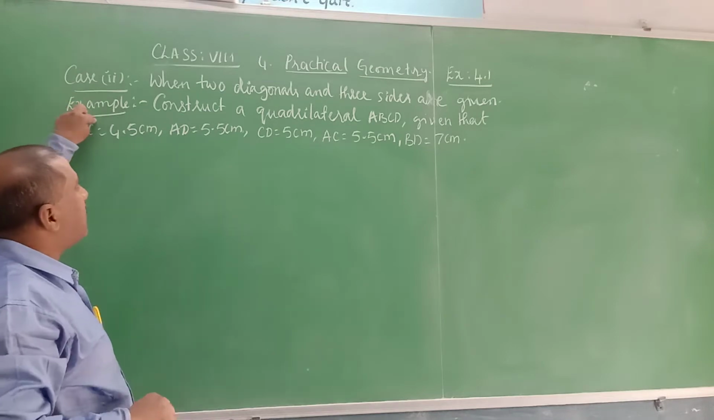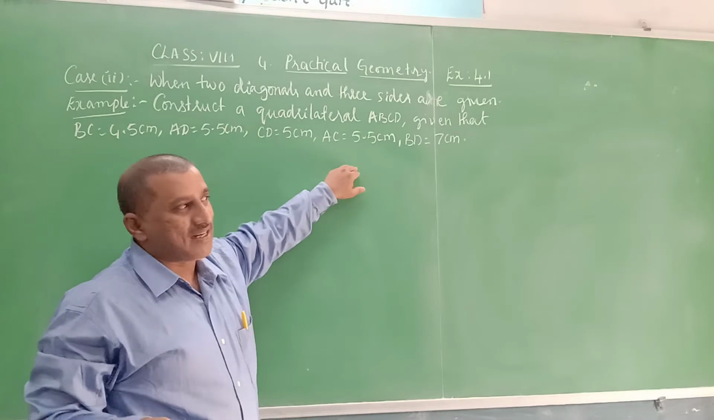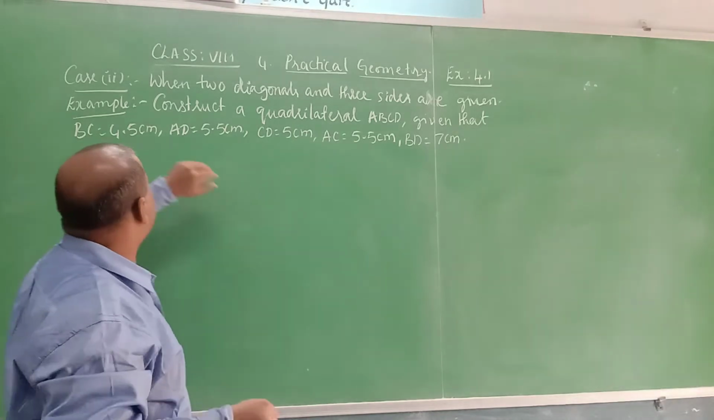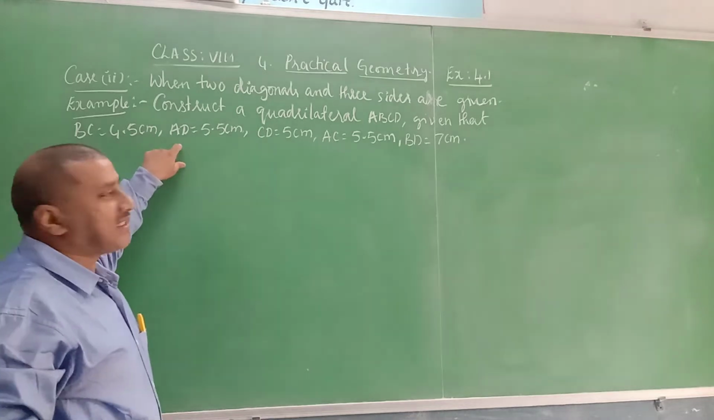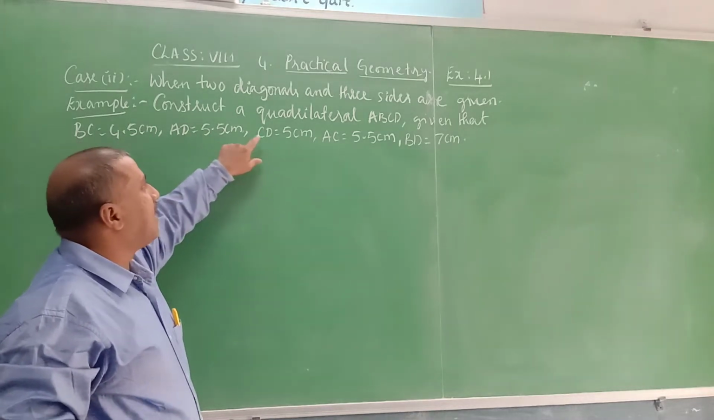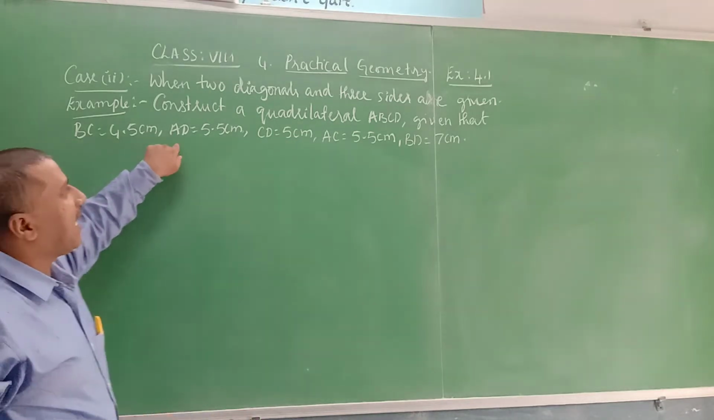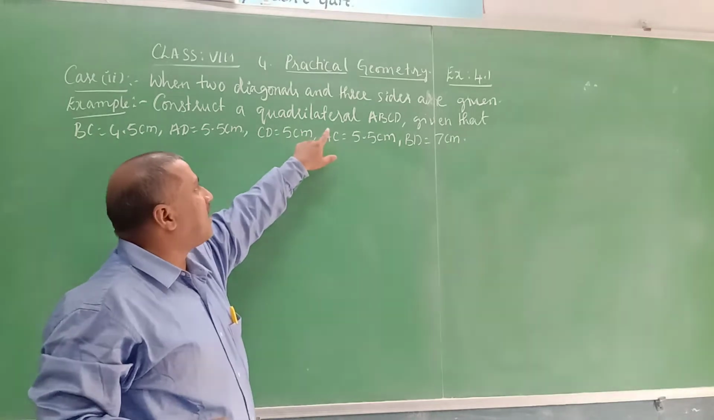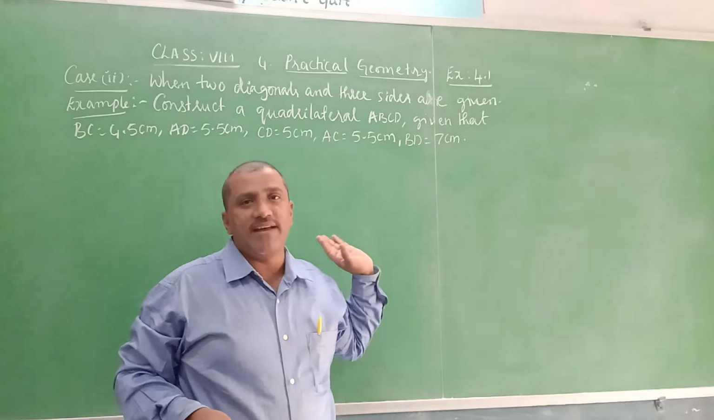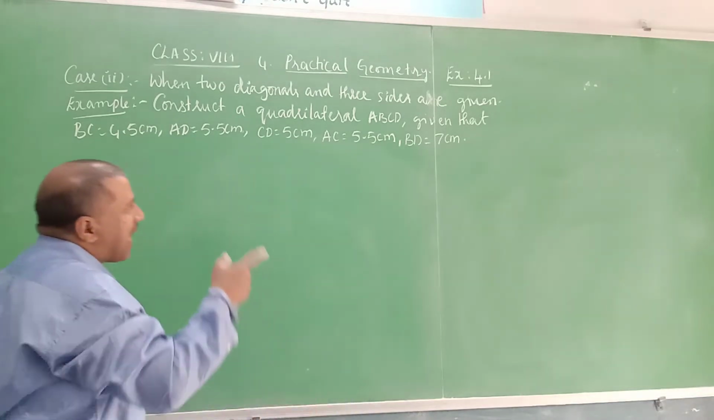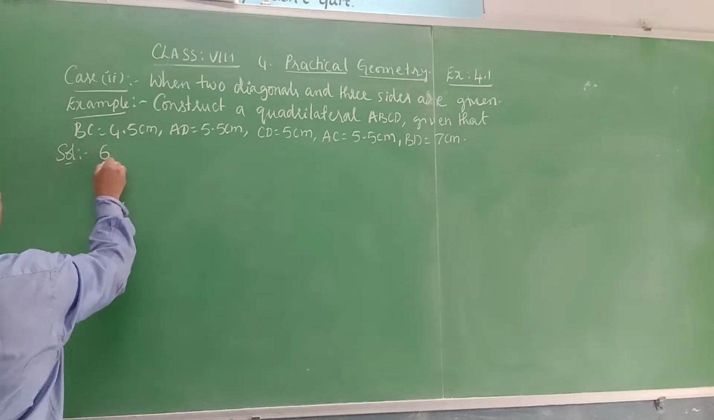Here is an example: construct a quadrilateral ABCD. Given that BC is equal to 4.5 centimeters, AD is equal to 5.5 centimeters, and CD is equal to 5 centimeters. So these are the three sides, BC, AD and CD. Now the two diagonals: AC is 5.5 centimeters and BD is 7 centimeters. So two diagonals and three sides are given. How to construct this quadrilateral?